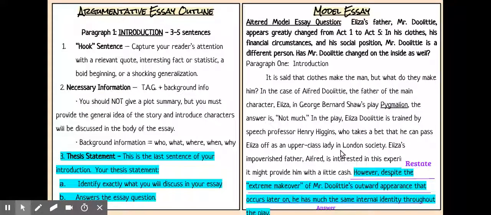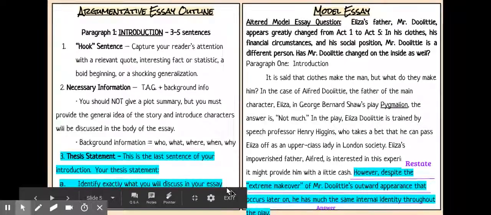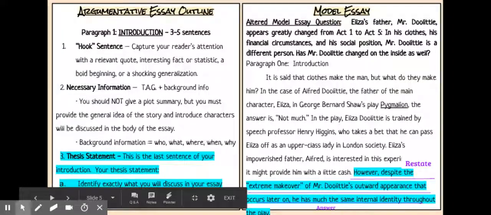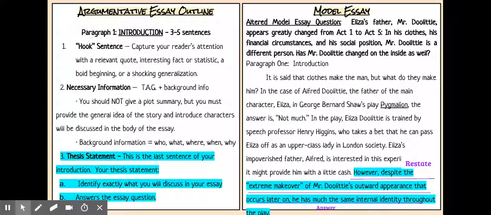And last, but certainly not least, your thesis sentence. Probably the most important sentence in your entire essay. You need to state your claim. That requires you to restate the question and answer that question. The question in this model essay is, has Mr. Doolittle changed on the inside? Let's see what this model essay says.